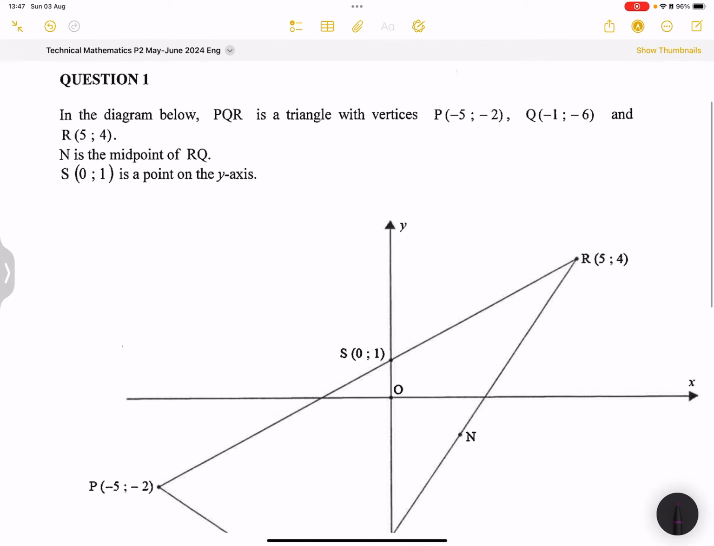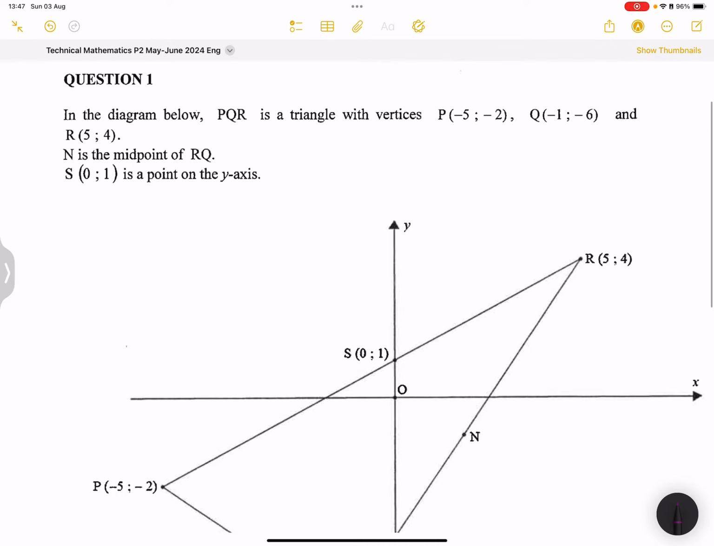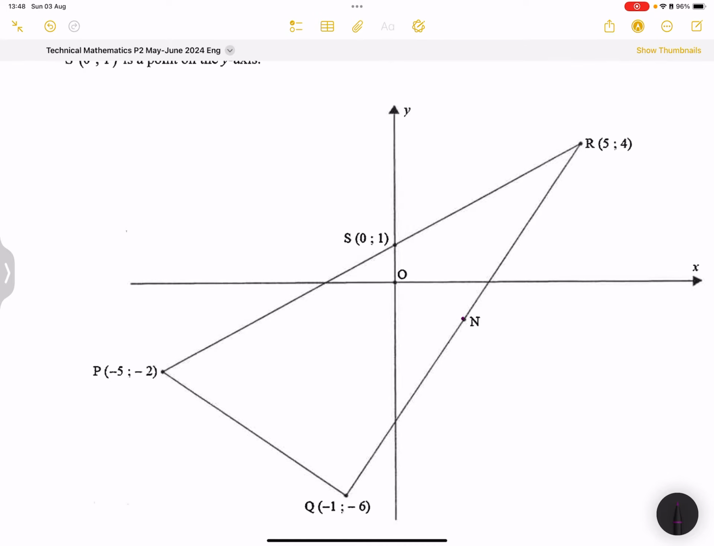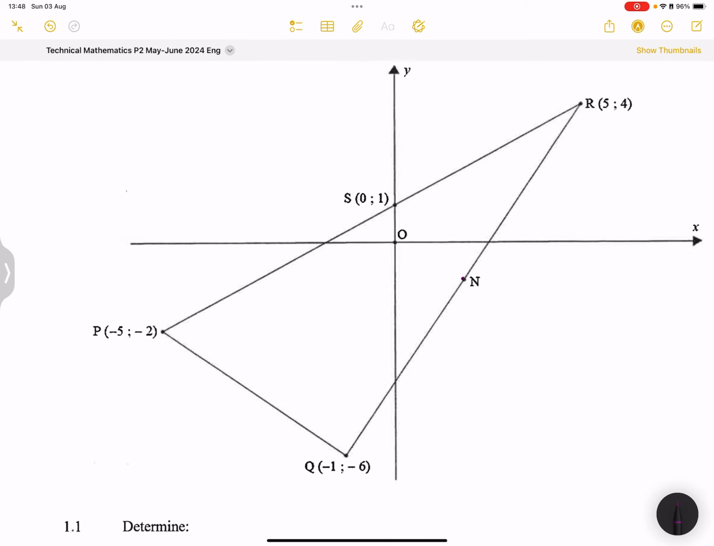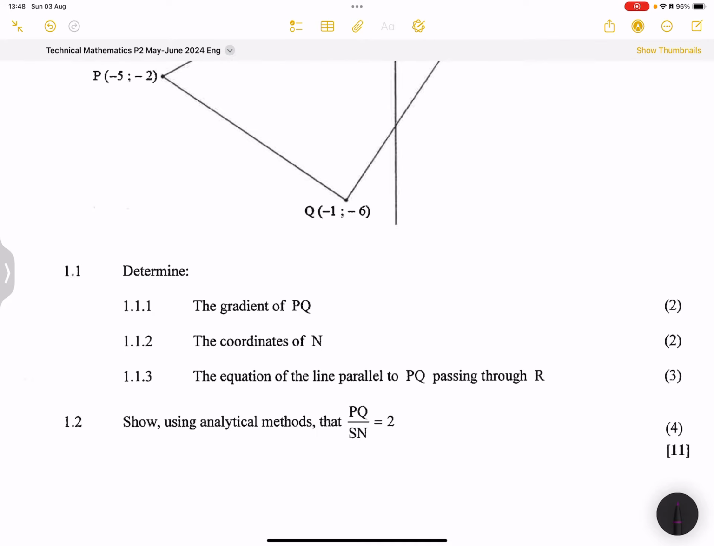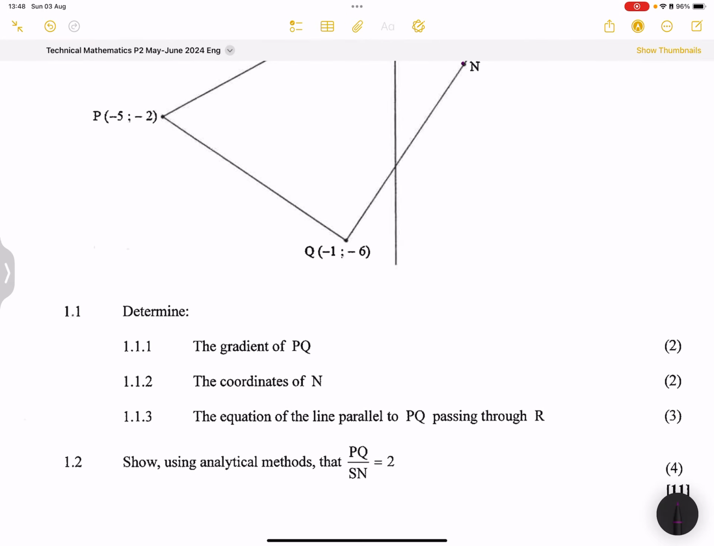Right, so they say to us, in the diagram below, we've got PQR, which is a triangle with vertices P, Q and R. Those are the coordinates. They say N is the midpoint of RQ. There is N over there. And they want us to determine the following. The first thing that they ask us is the gradient of PQ.